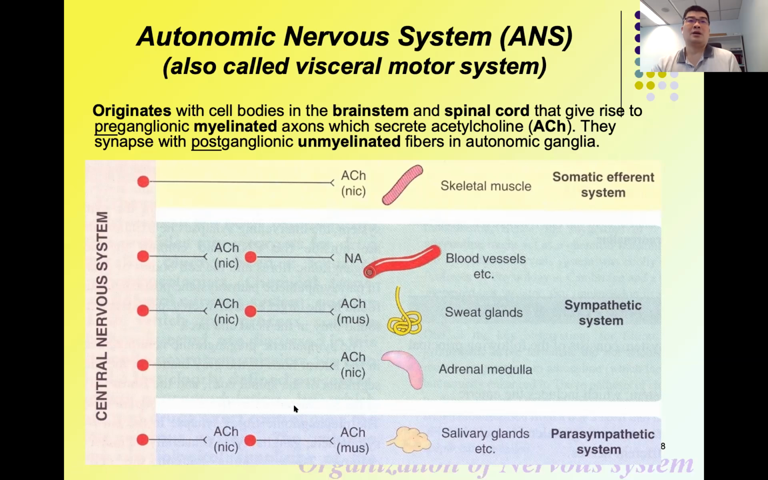Now, this is a little bit different in the parasympathetic system, and you can see that the preganglionic neuron is in the spinal cord, and this is the postganglionic neuron. You can see that they both actually use acetylcholine as their neurotransmitter, but they have different receptors. Here again are the nicotinic receptors, and here are the muscarinic receptors. Okay, is it okay?